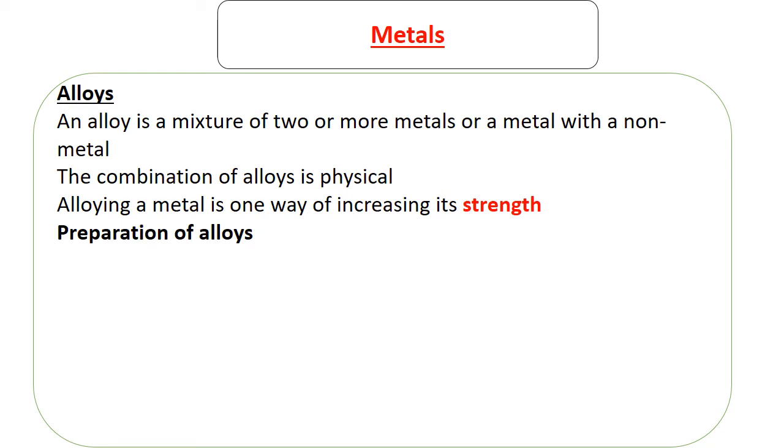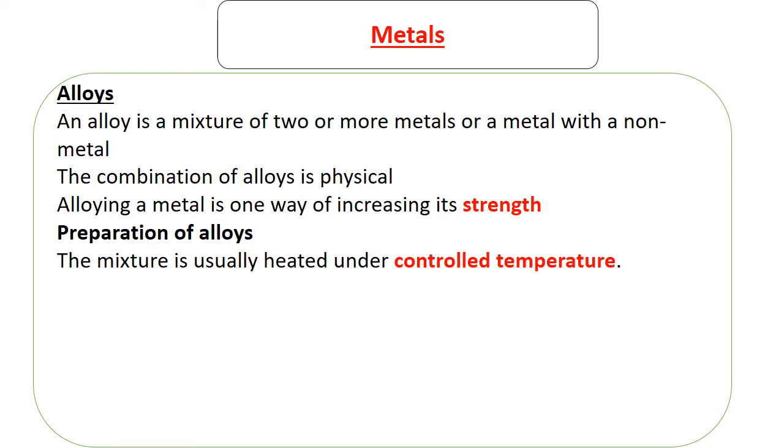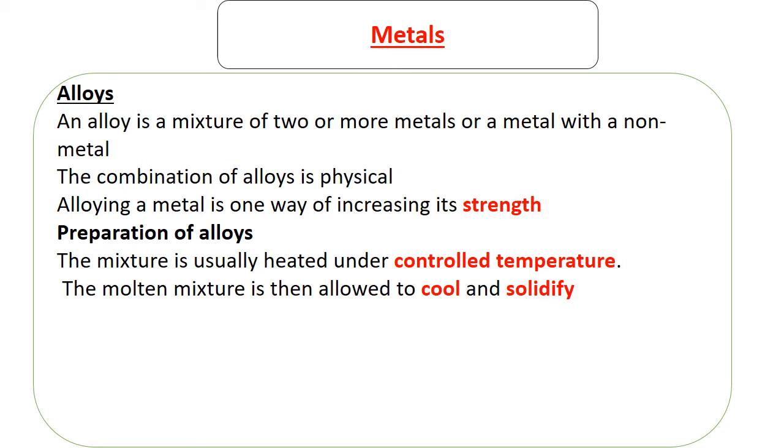So how are alloys prepared? First, the mixture is usually heated under controlled temperature. Once it has melted, it is in the molten state. The molten mixture is then allowed to cool and solidify. That's how alloys are made.